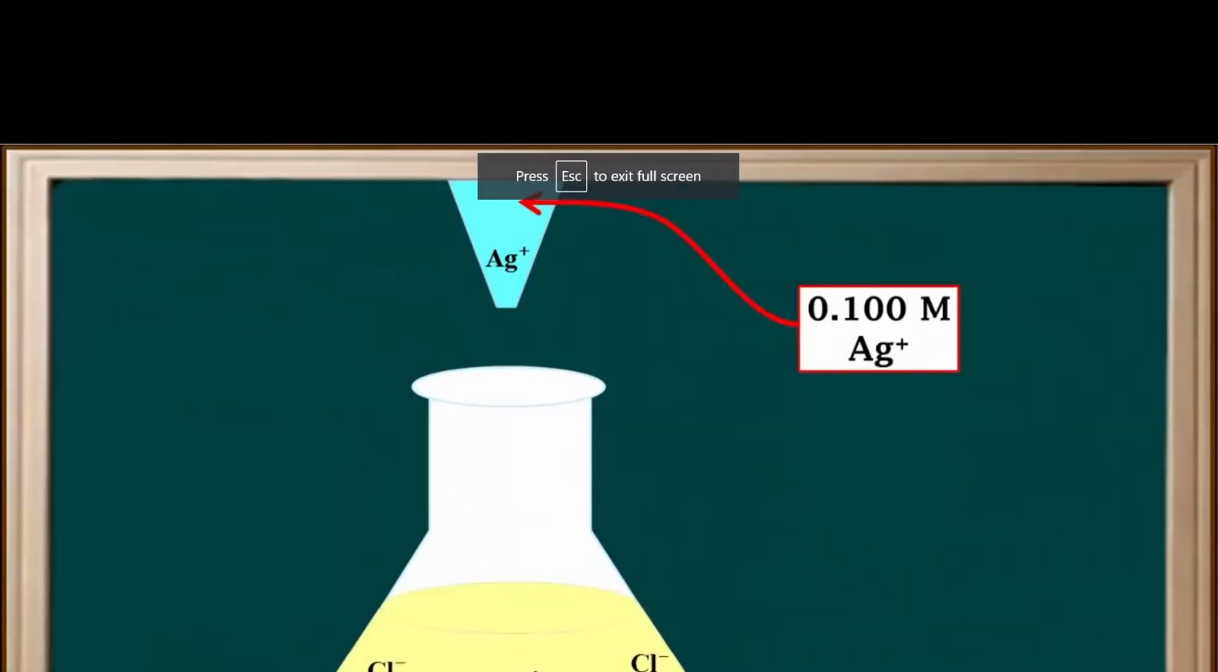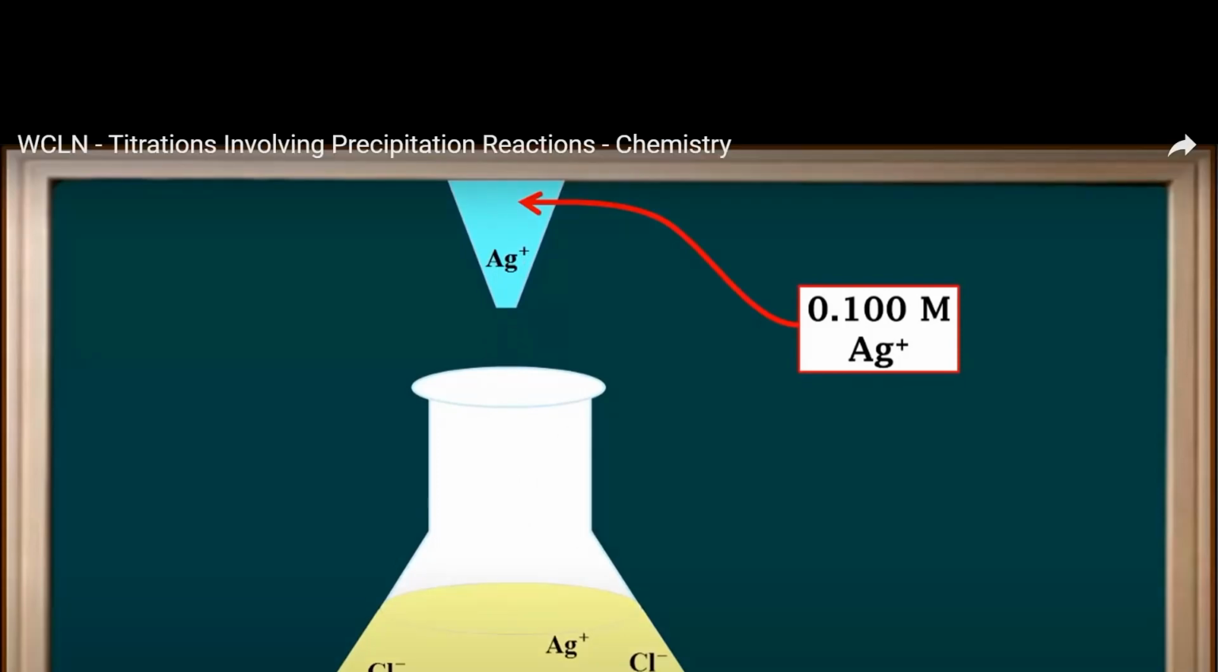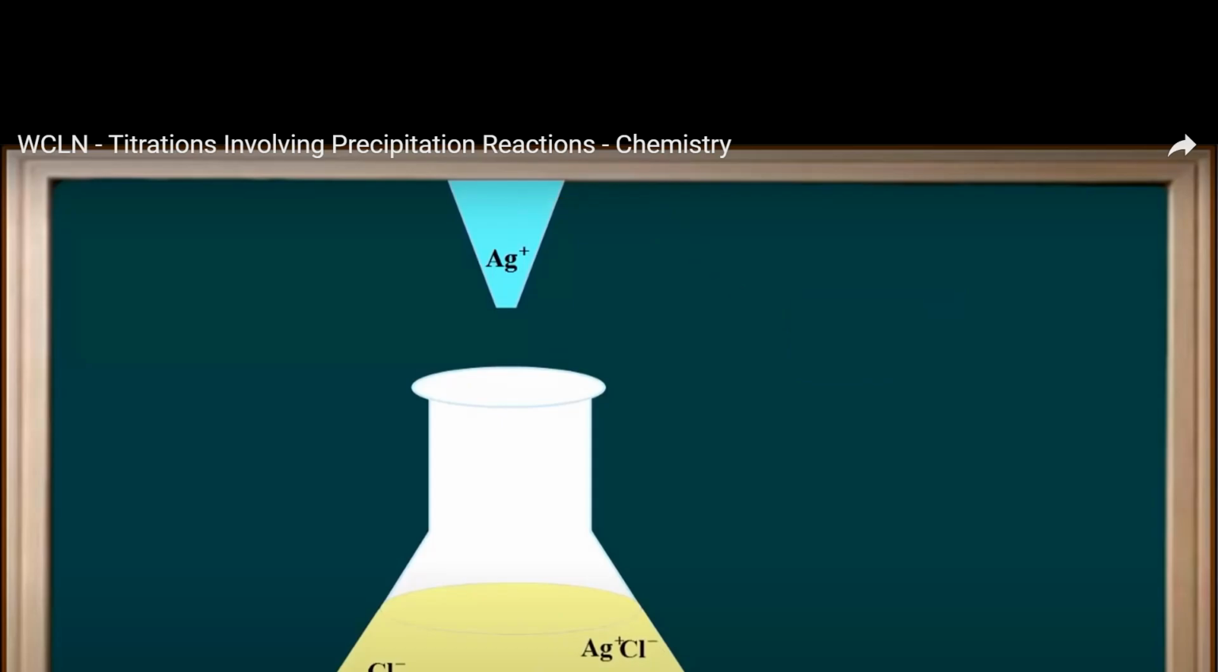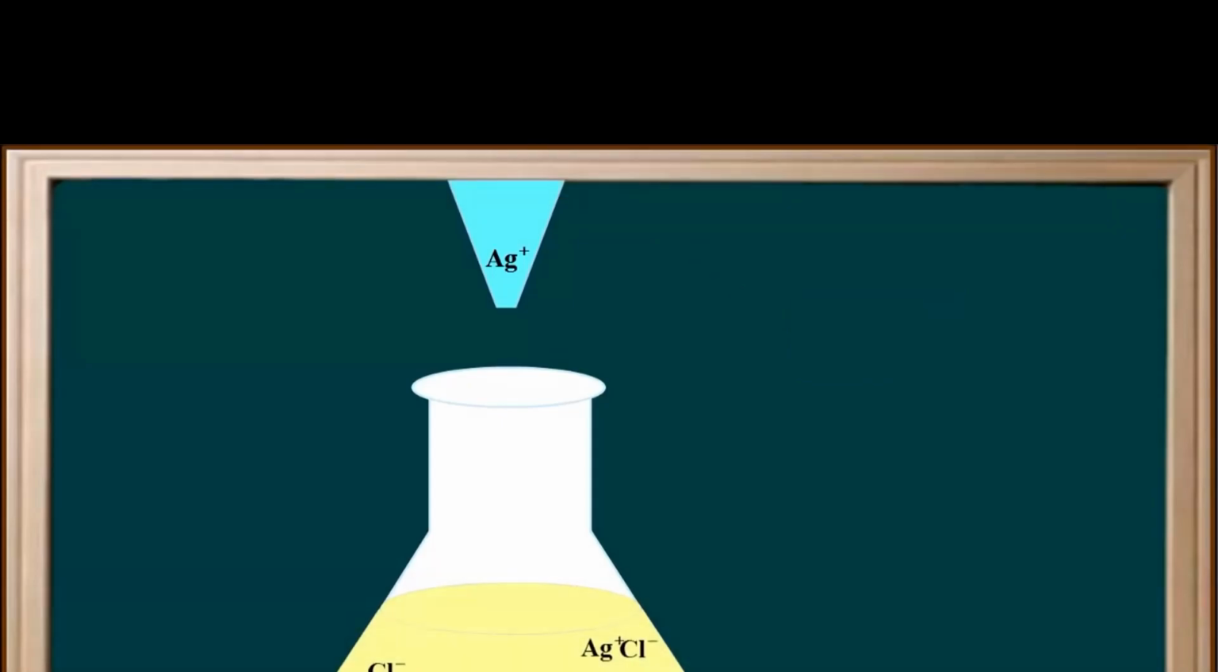Now we've zoomed into the flask. Silver ions preferentially bond to chloride ions rather than chromate ions. So when they say silver preferentially bonds to chloride, that means silver likes being with chloride more than it likes being with chromate. Okay? This forms the precipitate silver chloride. Because silver chloride is white, the solution turns to a milky yellow color.